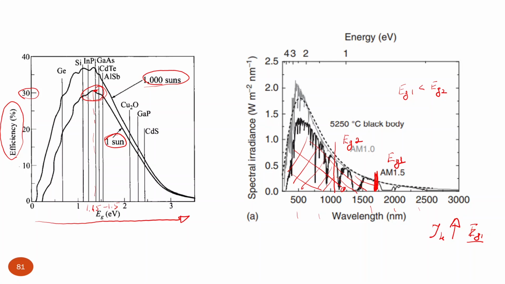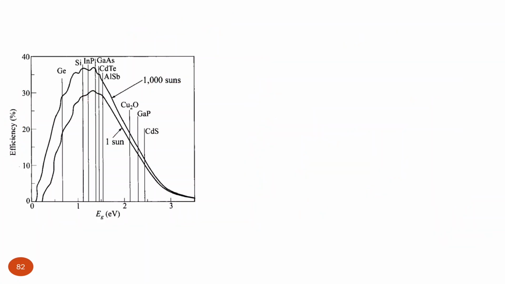But that's only one side of the story. The other one starts when we recall this equation I showed you for VOC. There are three parameters: short circuit current, VOC, and fill factor. So by decreasing band gap, we increase short circuit current, but we also decrease VOC. Moreover, not only do we decrease VOC, because we have a larger saturation current in the denominator of that equation, but we also need to consider energy losses.